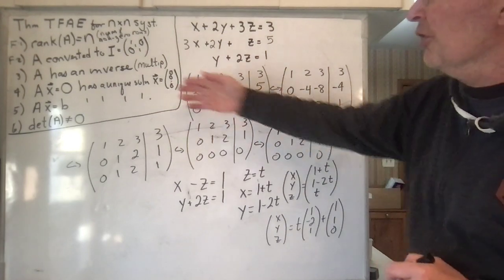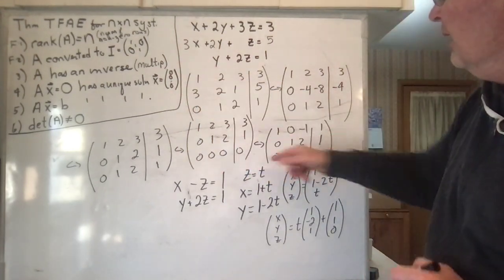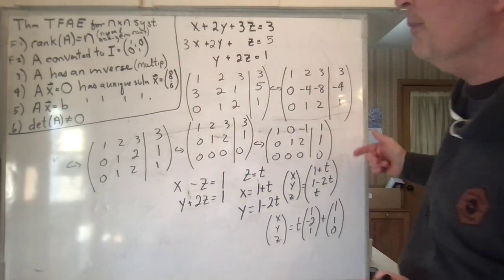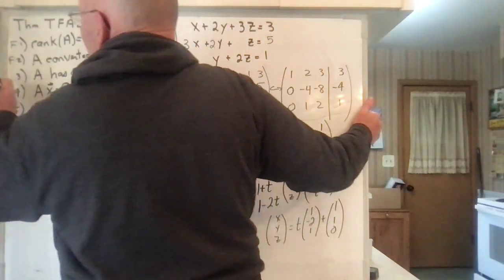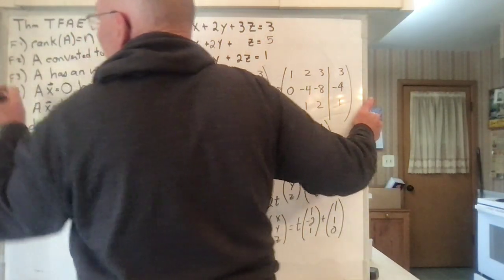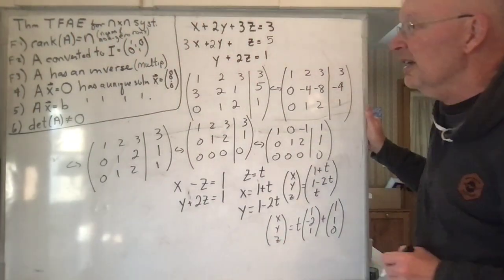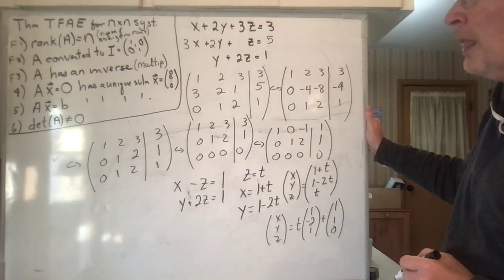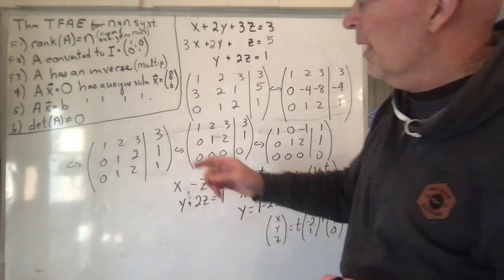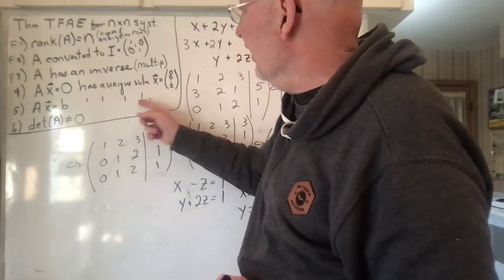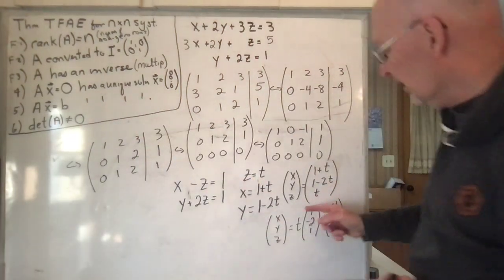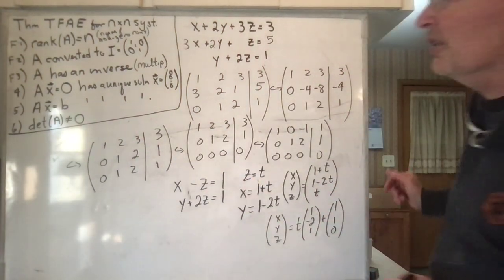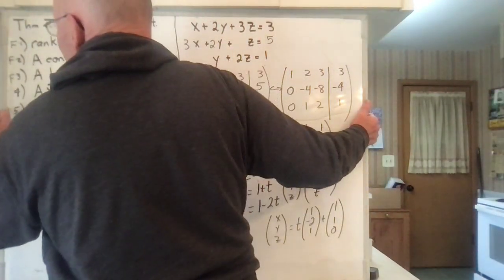Okay? Since it couldn't be converted to I, there's no way that we could use the same procedure we had before to find an inverse. There is no inverse for it. There's nothing that when I multiply it by that, I'm going to get the identity matrix, so that's false. This thing here does not have a unique solution. It has an infinite number of solutions. So this one fails.